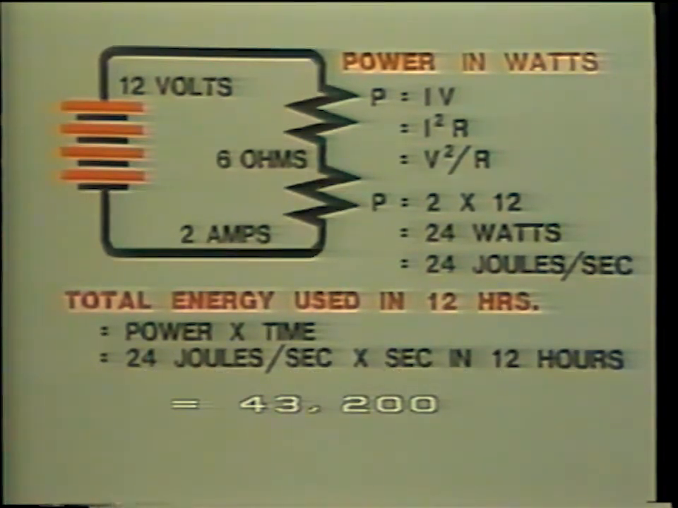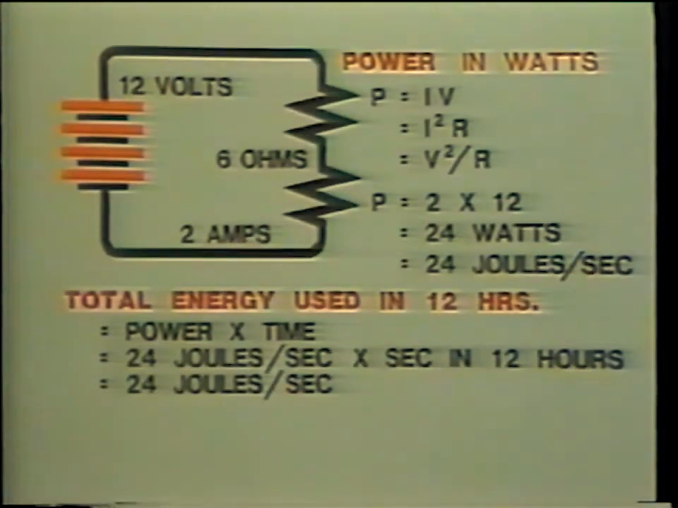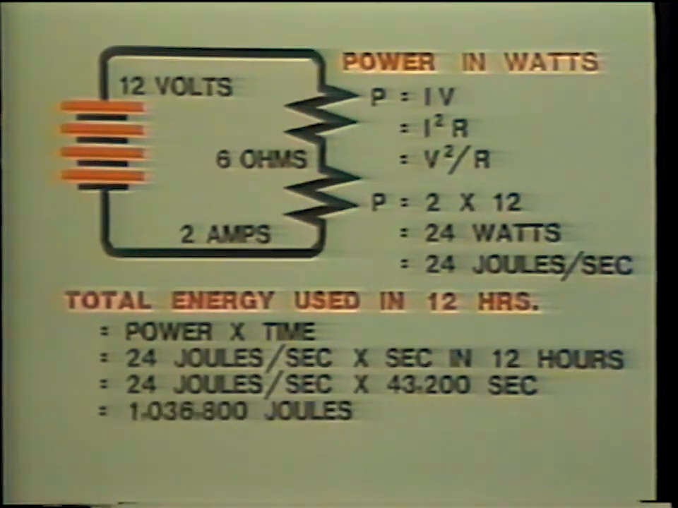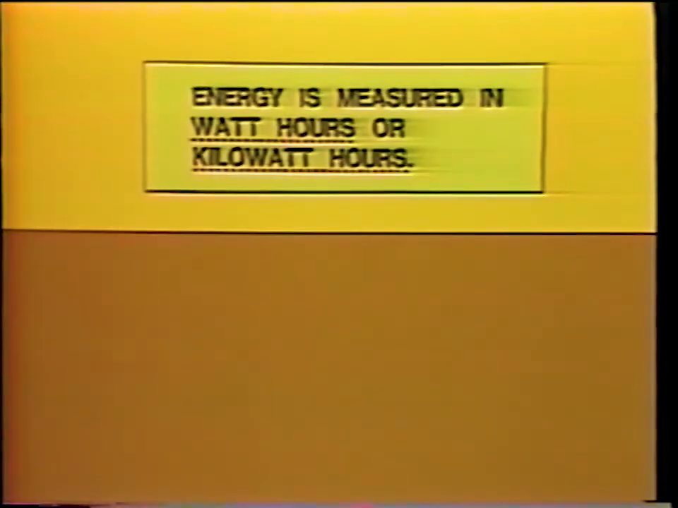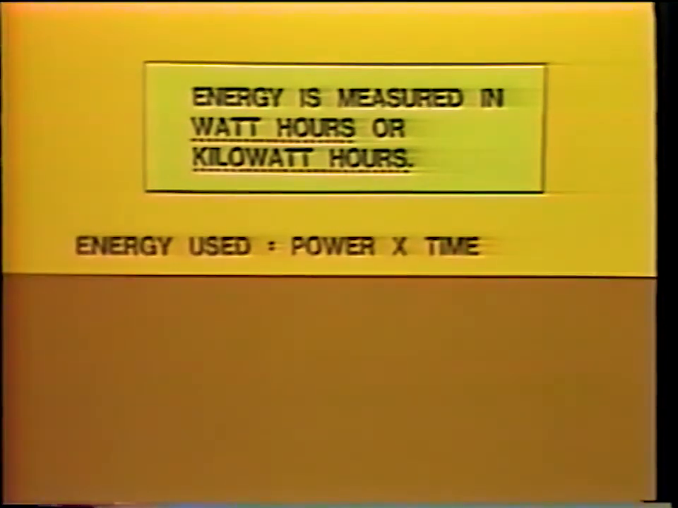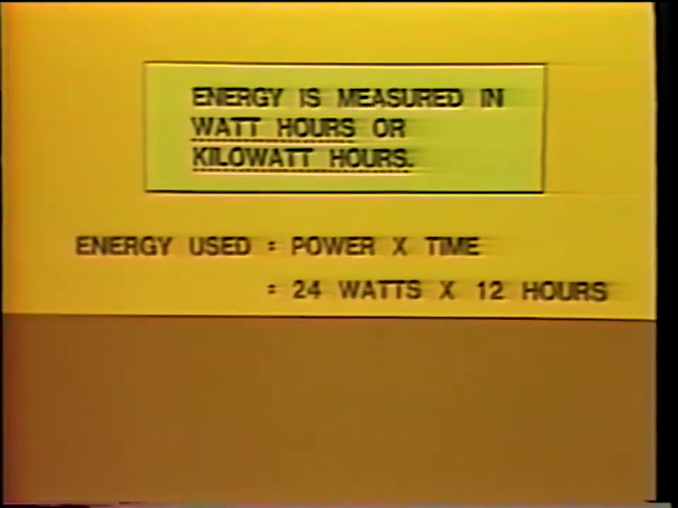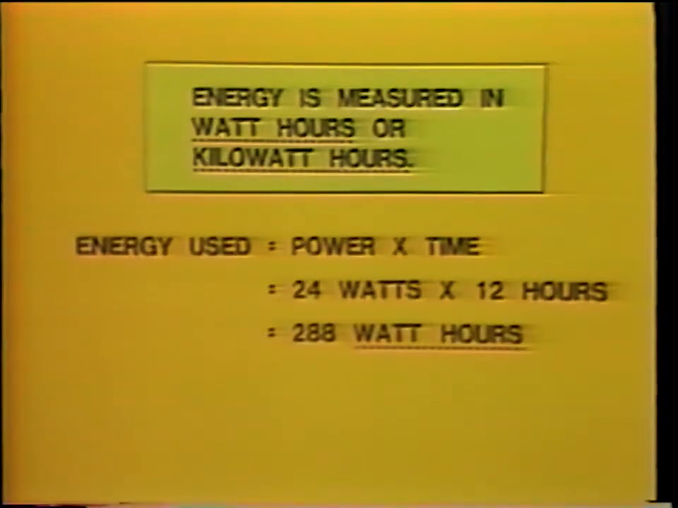Therefore, energy is equal to 24 joules per second times 43,200 seconds. This works out to be energy equal to 1,036,800 joules. As you can see, the joule is a very small unit, so energy is usually measured in watt-hours or kilowatt-hours. In this case, we would simply take 24 watts times 12 hours to get an energy consumption of 288 watt-hours.